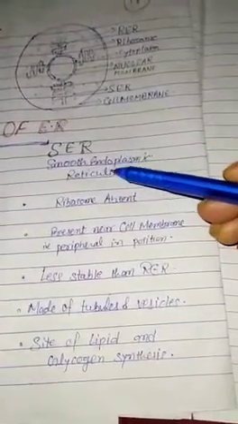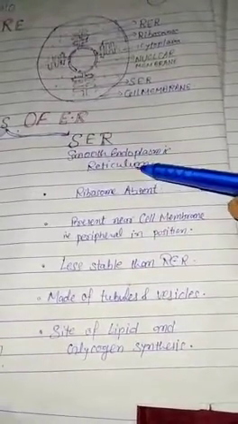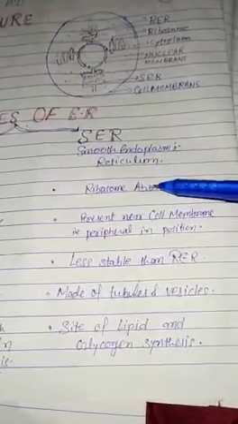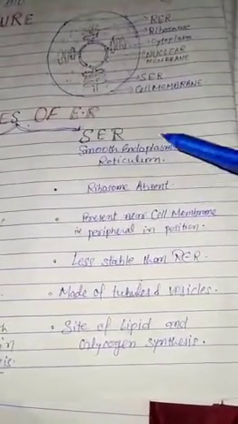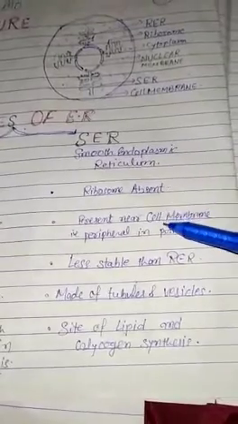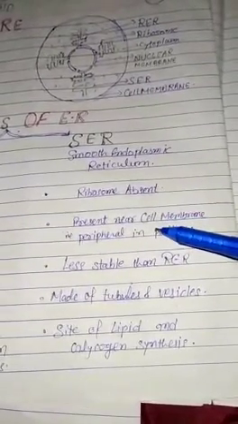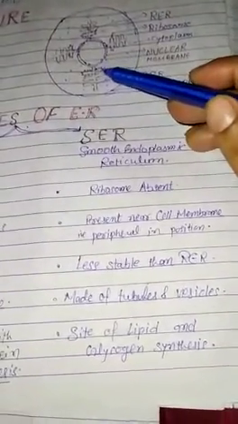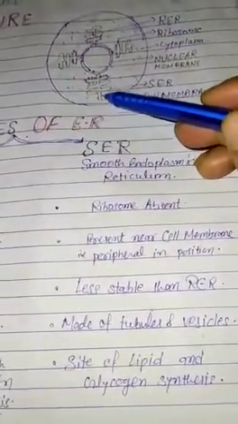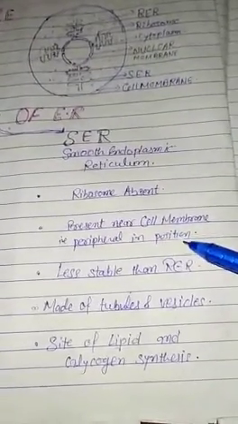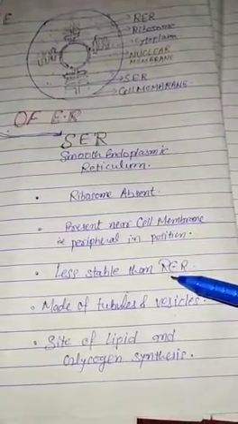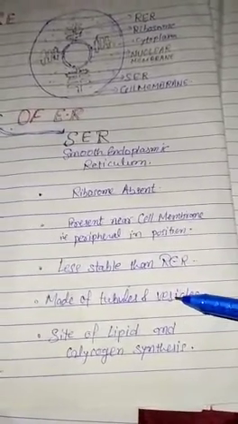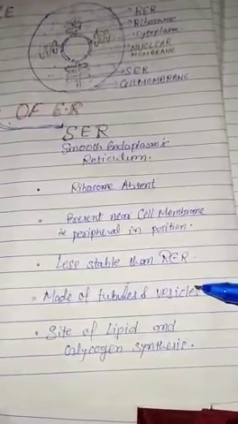Now look at the smooth endoplasmic reticulum. It is smooth because ribosomes are absent. Ribosomes absent, so it is called smooth endoplasmic reticulum. Near the nucleus, rough endoplasmic reticulum is present, and near the cell membrane, smooth endoplasmic reticulum is present. It is less stable than rough endoplasmic reticulum. It is made up of tubules and vesicles.